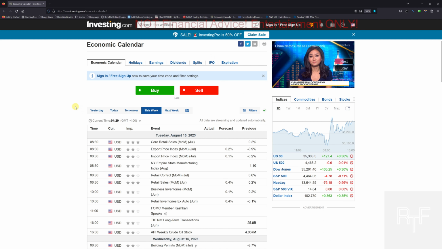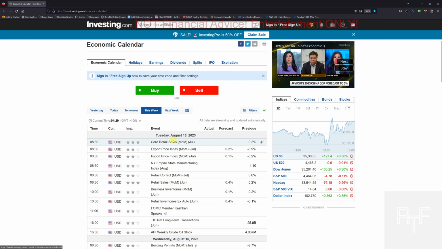Okay, so this is the economic calendar on investing.com. I put in the filter for US only and for medium and high impact news because those are the times where we want to see when volatility is going to be injected into the market. And looking at this week, we start on Tuesday. So Monday, there's no meaningful news.